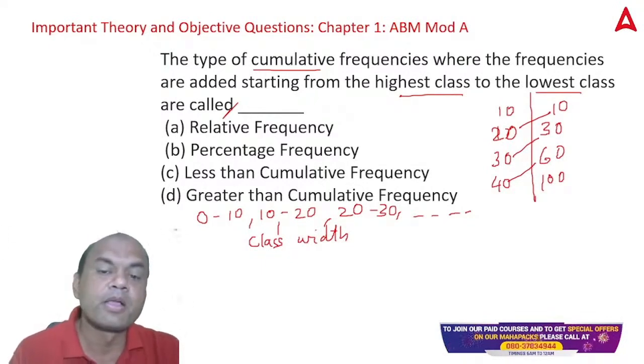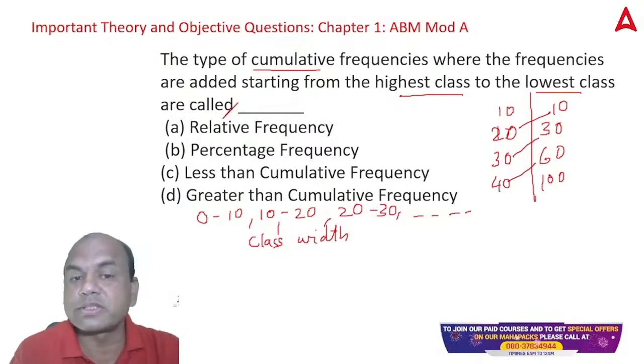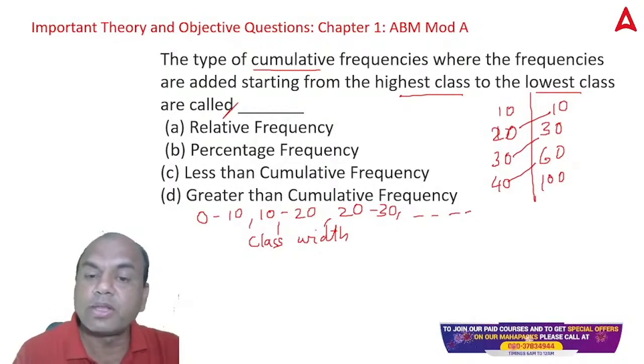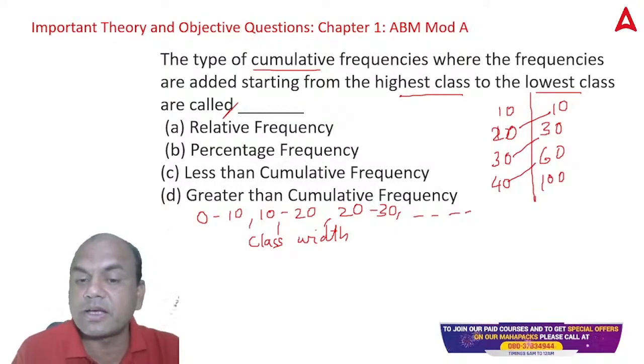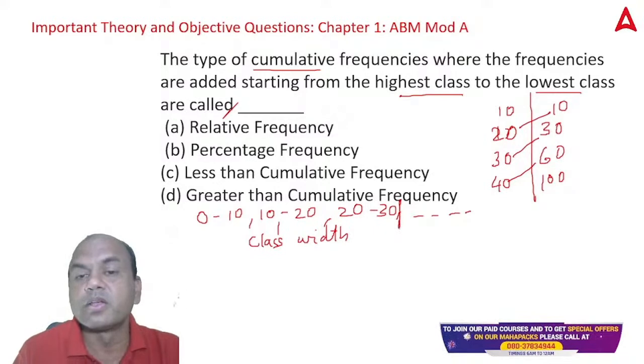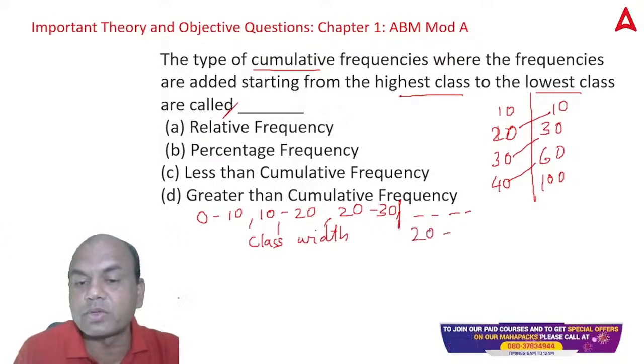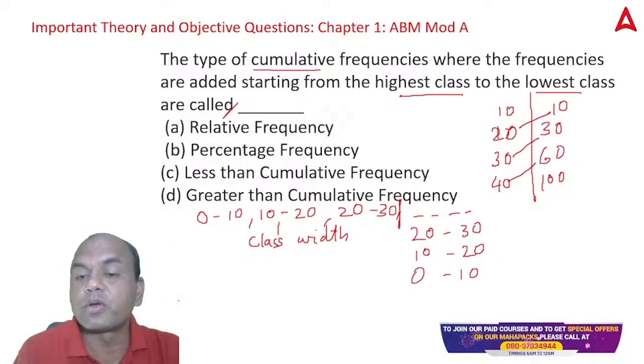Now what is the question? Where the frequencies are added starting from highest class to lowest class. So what will I do? When I arrange this, I'll be arranging it accordingly. Suppose we take only these three classes up till now: 0 to 10, 10 to 20, 20 to 30. If I want highest to lowest, how will I arrange them? I'll arrange them in this way: 20 to 30 first, then 10 to 20 next. Here I'm going highest to lowest, 0 to 10 next. This is the way I'm going, so I'm going on the lower side. So this is known as what?